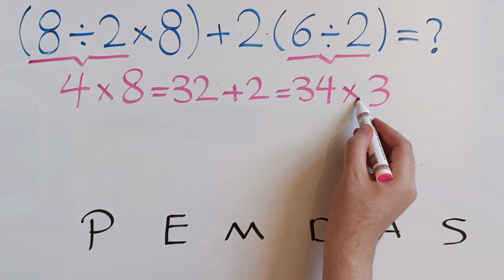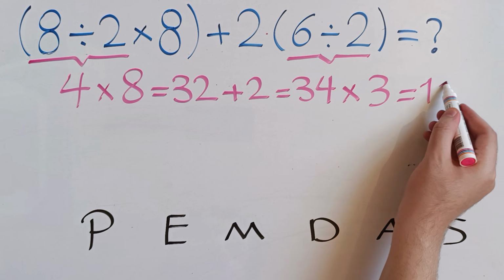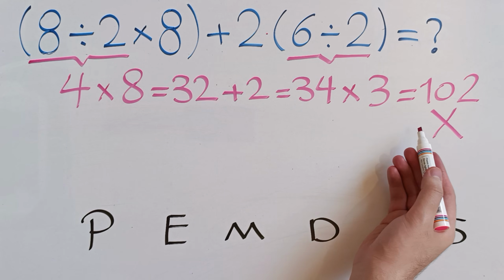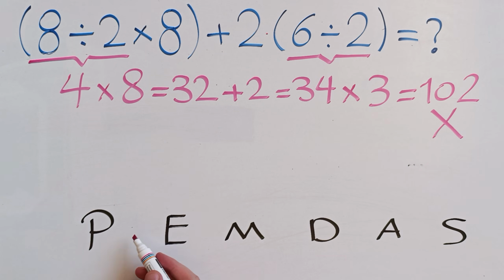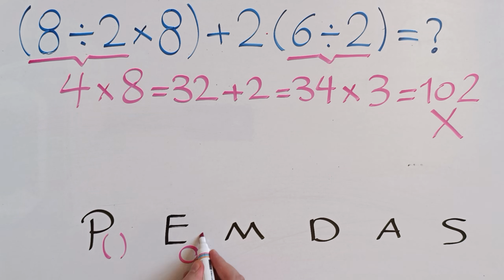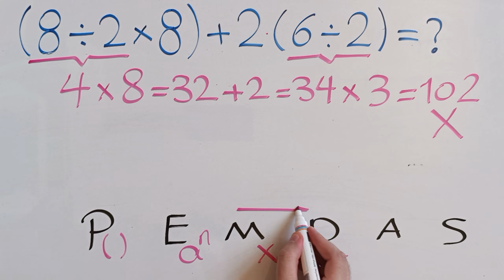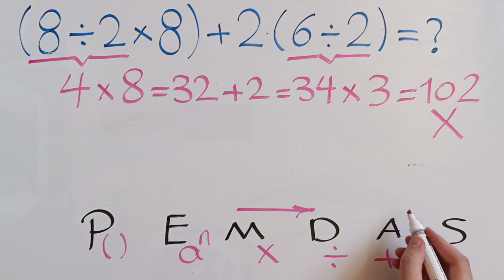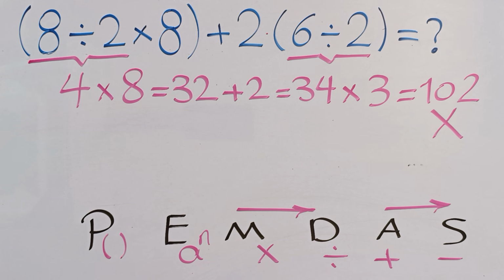Finally, 34 times 3 is 102, but this answer is wrong because we didn't follow the order of operations, which is PEMDAS. The correct order is parentheses first, then exponents, then multiplication and division from left to right, and finally addition and subtraction from left to right.